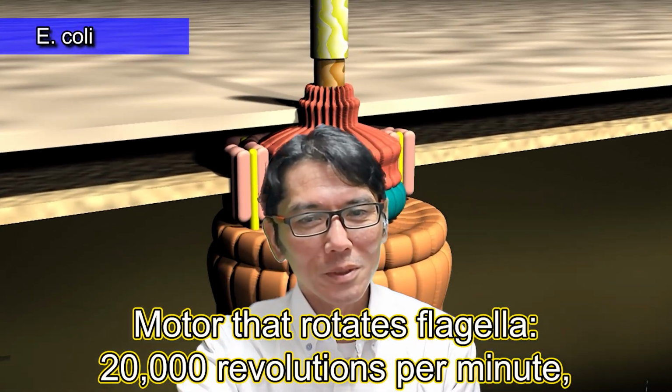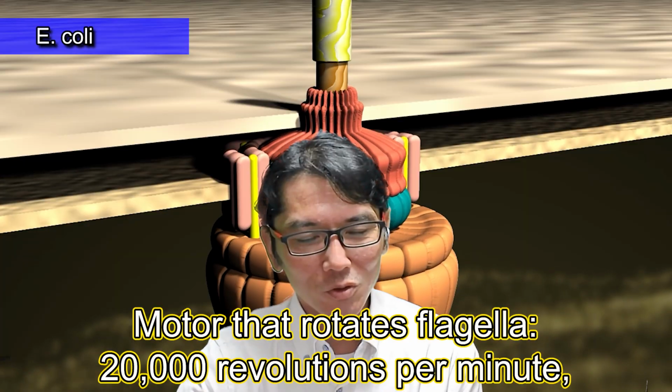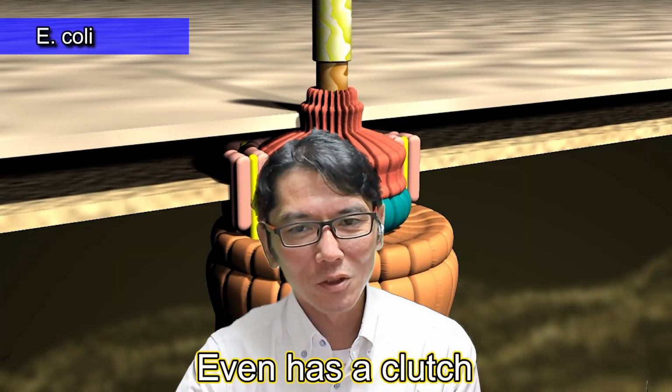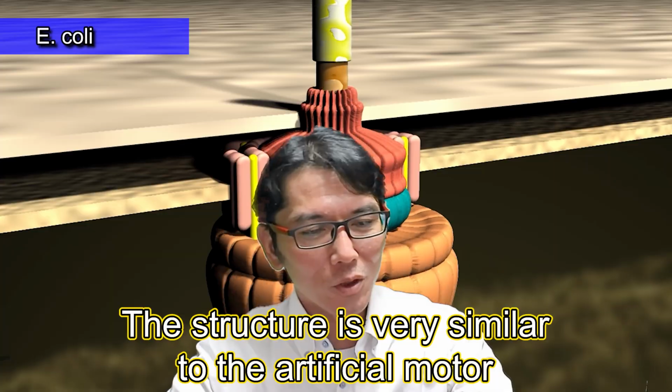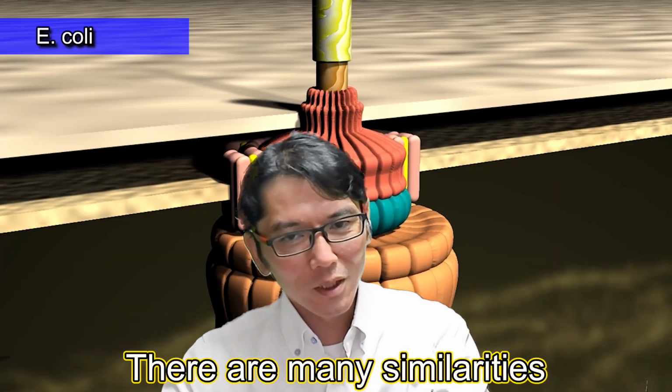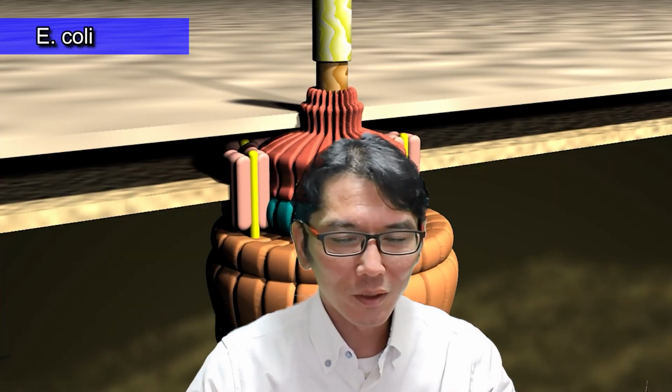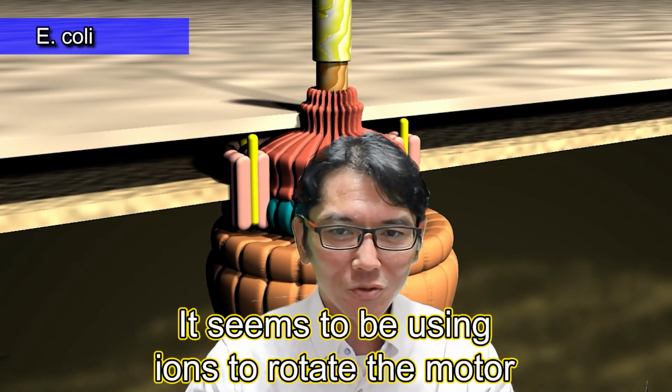The motor that spins this whip does 2,000 revolutions per minute. It even has a clutch apparently. Its structure is very close to an artificial motor. It has many commonalities. Looking into it, it seems the motor is rotated using ions.